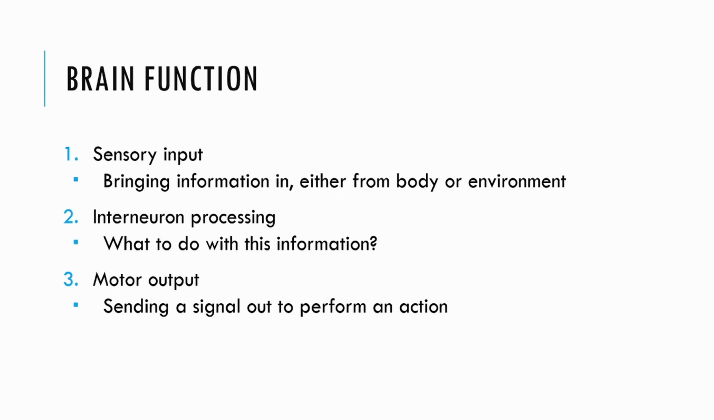In this case, my muscles in my arms would be the effector, the ones performing the action. So just to recap, sensory input is where we bring information in from either our own body or the environment around us. We then use interneurons to process that information and make sense of that, and also decide what to do with that information. And then motor output, we're sending a signal to cause an action in response to the information we got.